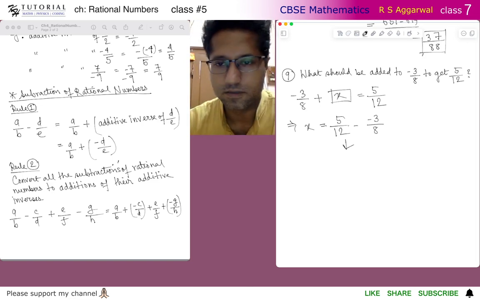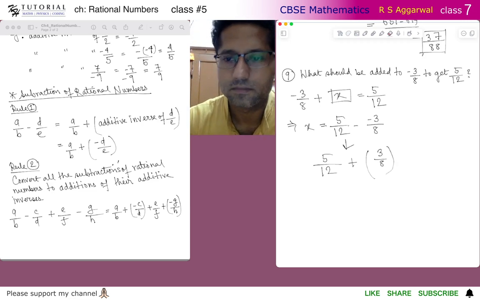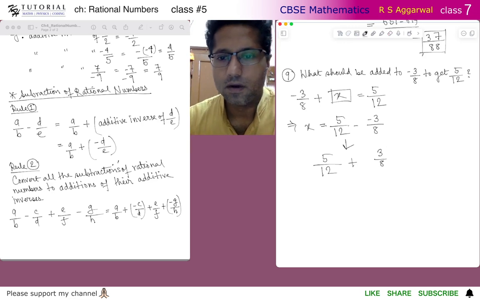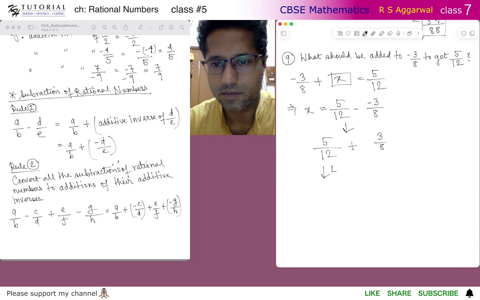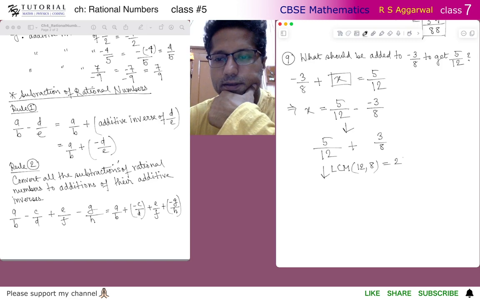So we will convert the subtraction to addition by using additive inverse. So this becomes plus the additive inverse of minus 3 by 8, which is 3 by 8. Now we have to add these two rational numbers. The denominators are already positive and they are different. So we have to find the LCM of 12 and 8, which is 24.